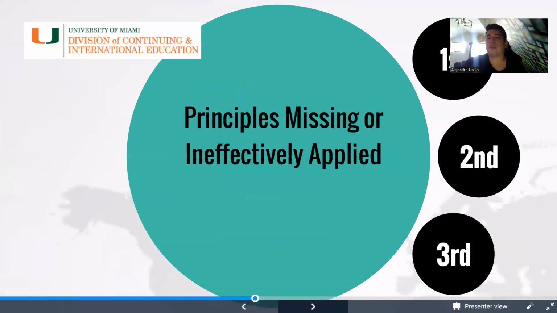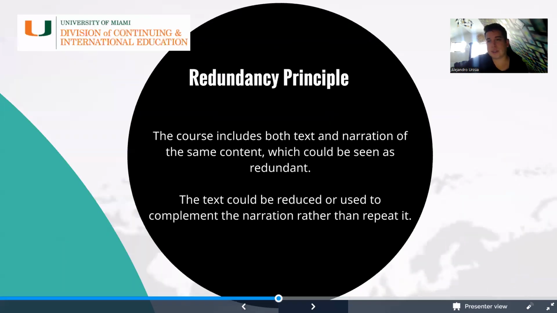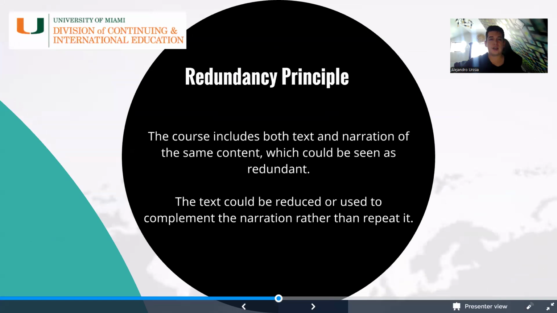To continue, we have the principles that, from my perspective, are missing here or ineffectively applied. First, the redundancy principle. In this case, the course includes both text and narration of the same content, which could be seen as redundant sometimes. The text could be reduced or used to complement the narration rather than repeat it.